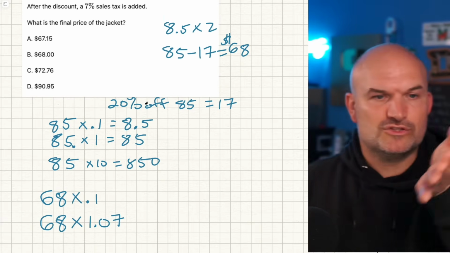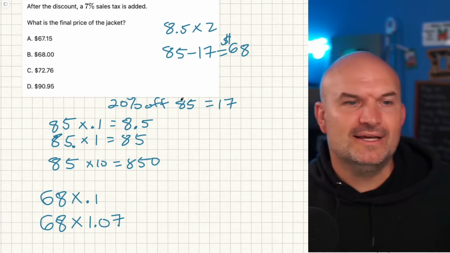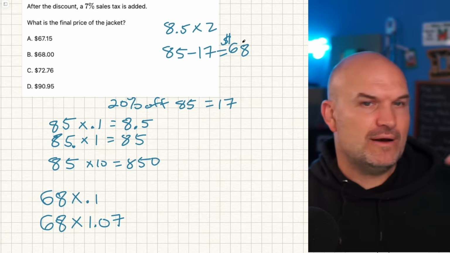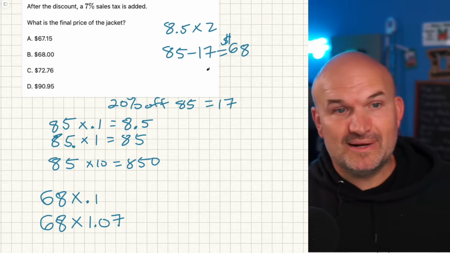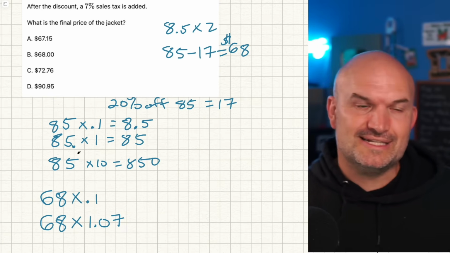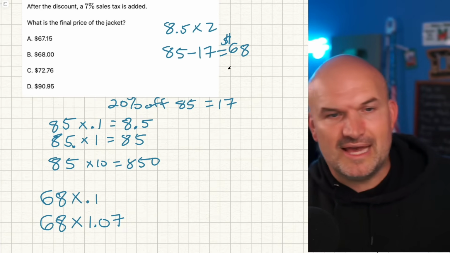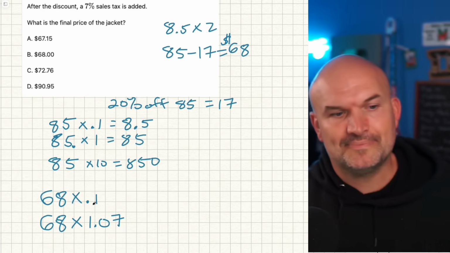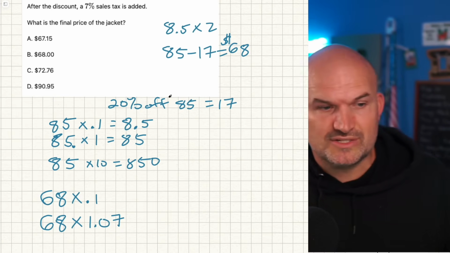So over here, I just found the 20% off, right? You could have multiplied 85 times 80%, and that would have given you 68 right from there. That's a perfectly fine way to do it. But I don't know what 80% is. I know that 10% was really easy to calculate, and I could calculate 20%, subtract it from that original, and then that's how I got 68. But you could have just multiplied 85 times 80%. That would have worked as well.